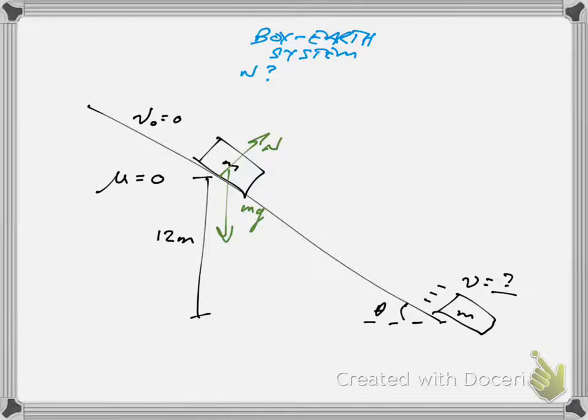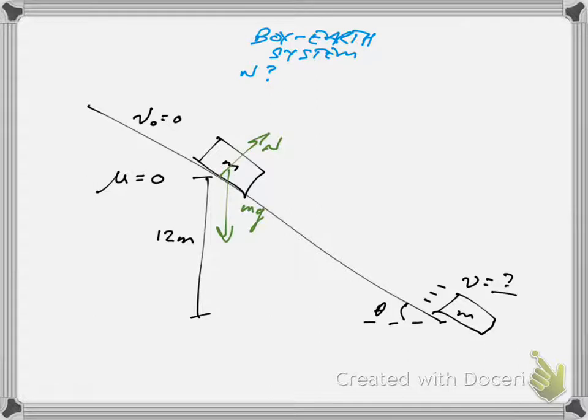That's not technically part of the box earth system, and so I have to ask if that's doing any work on the system. And the answer is no, it's not doing any work, because the direction of the force is perpendicular to the incline by definition. That's what a normal force is. It's a pushing force perpendicular to its surface. And the displacement, which is down the incline.